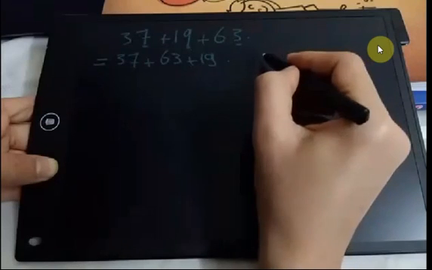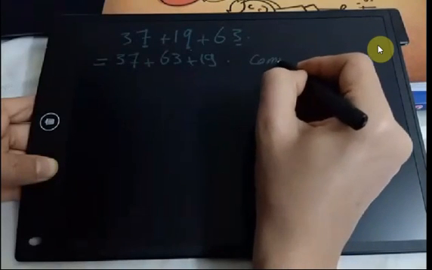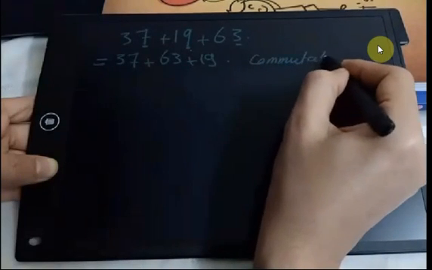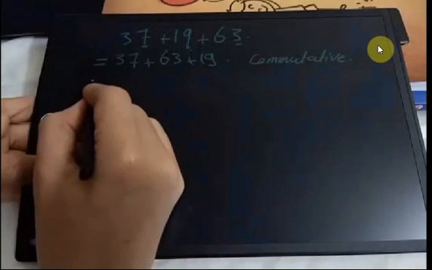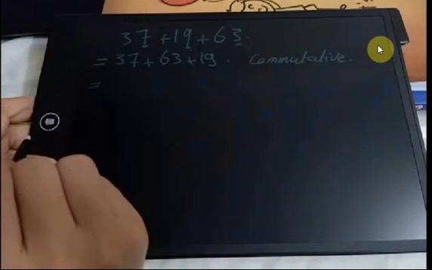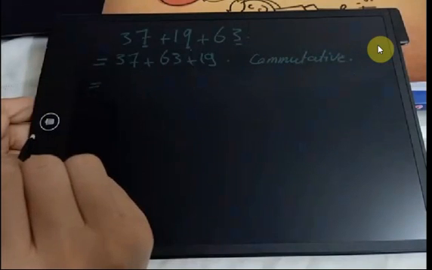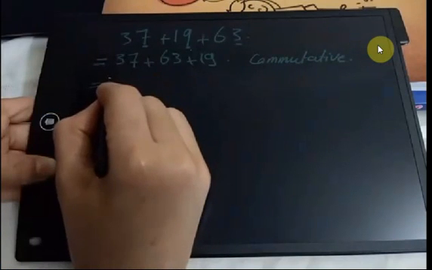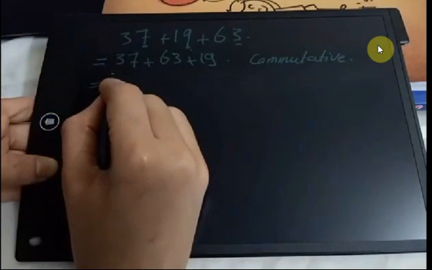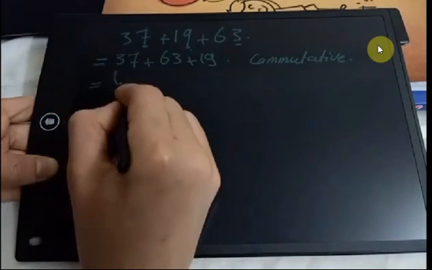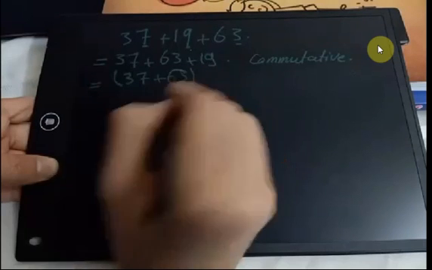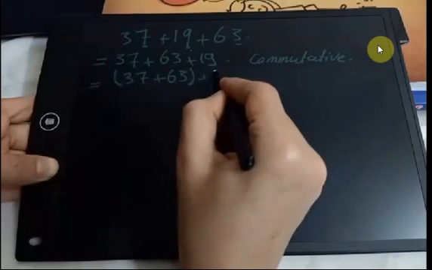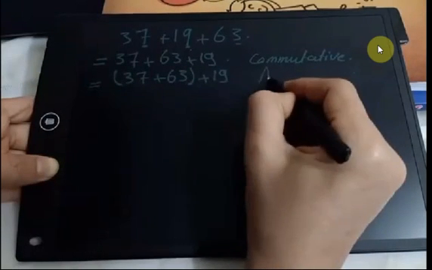And this is the commutative property. Then I will use what? Who can tell me? The bracket. Associative. Yes, with the associative. Yes, great. So I will put the two numbers, 37 plus 63 together, plus 19. And this is the associative.